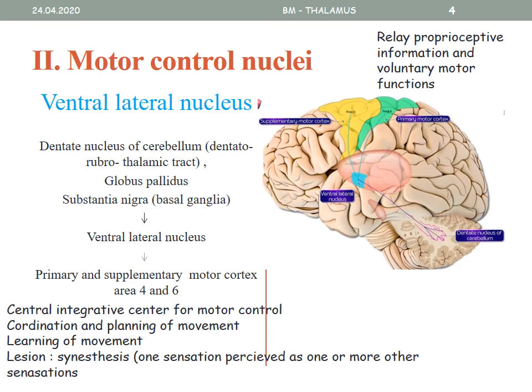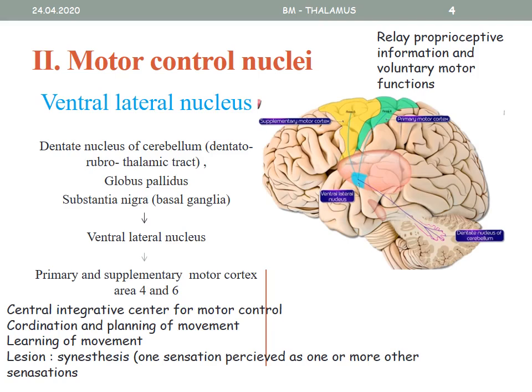Whenever you think about ventral lateral nucleus, do remember they relay proprioceptive information and are involved in voluntary motor functions. They get information from two parts of the brain. One is cerebellum and two is basal ganglia. These two are involved in the motor control functions of the body. From the cerebellum, the nucleus involved is the dentate nucleus and the tract is called the dentatorubro-thalamic tract. And from basal ganglia, the nuclei involved are the globus pallidus and substantia nigra.